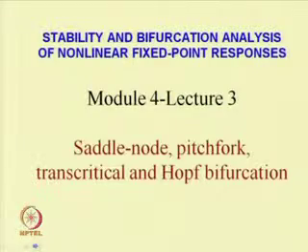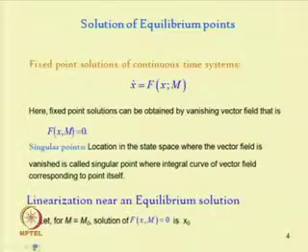Last class we discussed static and dynamic bifurcations, and there we studied the stability and bifurcation analysis of nonlinear fixed point responses. Today we will discuss more on the saddle node, pitchfork and transcritical bifurcations, and also on Hopf bifurcation, which is a dynamic bifurcation. The static bifurcations are saddle node, pitchfork and transcritical, and the dynamic bifurcation is Hopf bifurcation. Before discussing that, let us review what we have studied before.